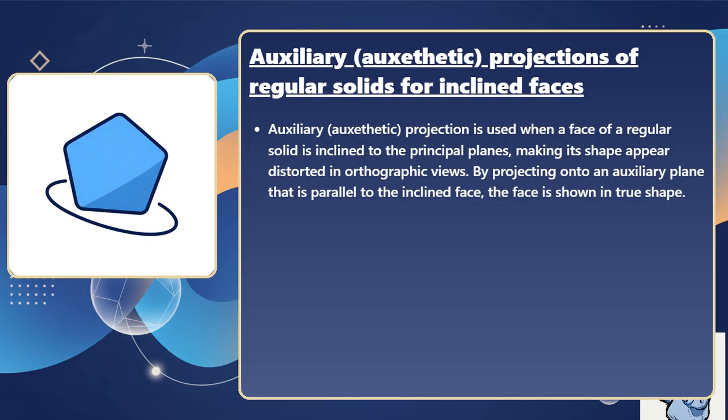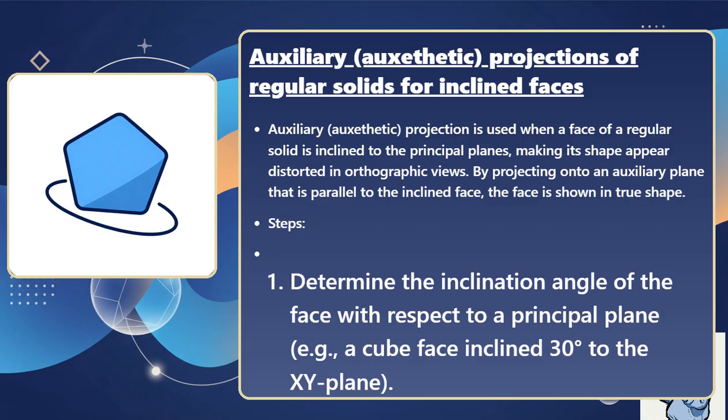Auxiliary projection, also called auxiliary projection, is used when a face of a regular solid is inclined to the principal planes, making its shape appear distorted in orthographic views. By projecting onto an auxiliary plane that is parallel to the inclined face, the face is shown in true shape. Steps. 1. Determine the inclination angle of the face with respect to a principal plane. For example, a cube face inclined 30 degrees to the XY plane.